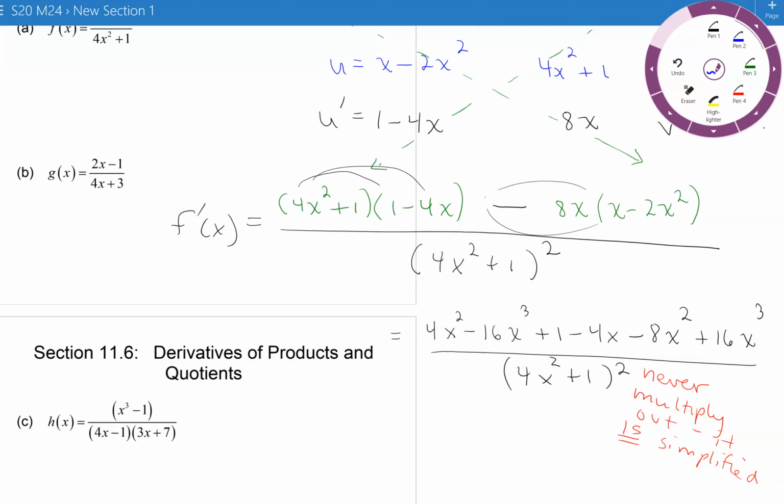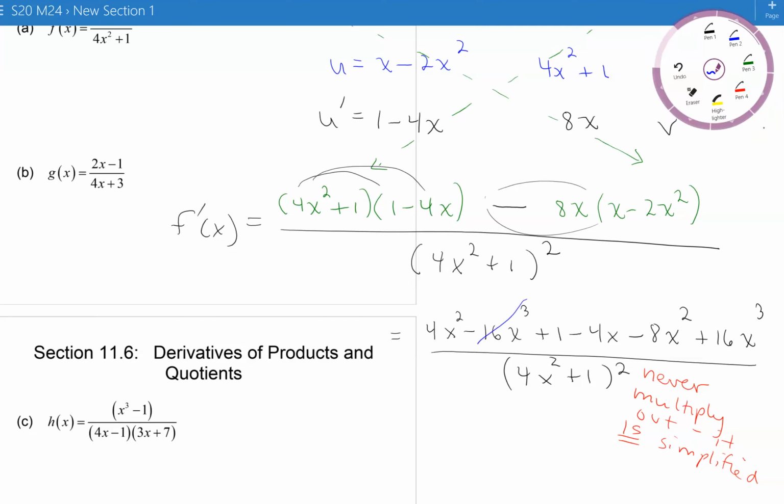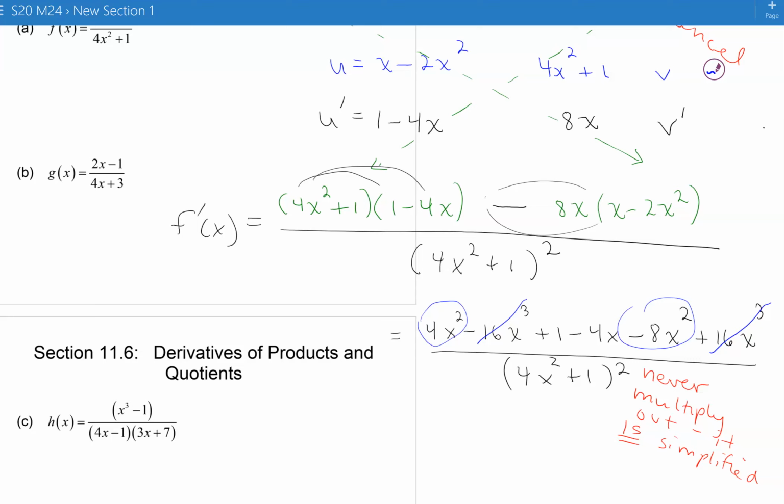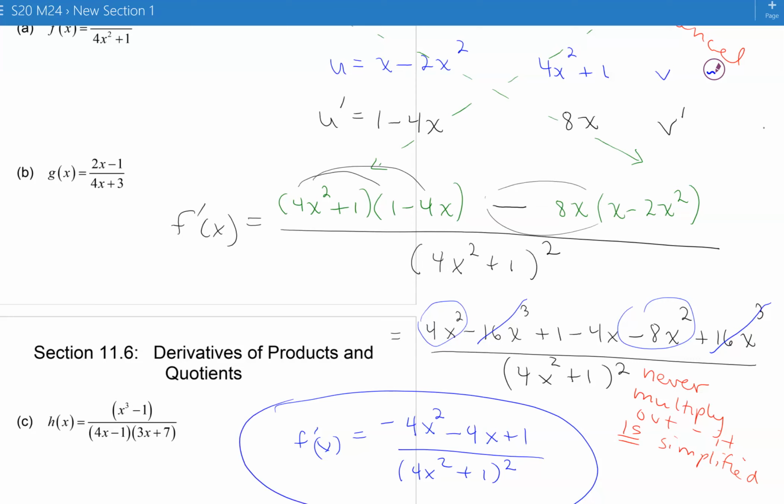Okay, so let's see if we can find any like terms. Oh, look, here's negative 16x cubed and 16x cubed. Sweet. Okay, now here I have 4x squared and negative 8x squared. So that's going to be negative 4x squared. Then minus 4x plus 1 over 4x squared plus 1 squared. And this is my derivative for example A. It can't be simplified anymore, and we're done.